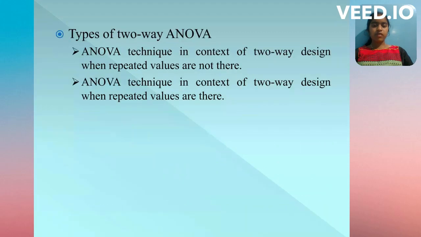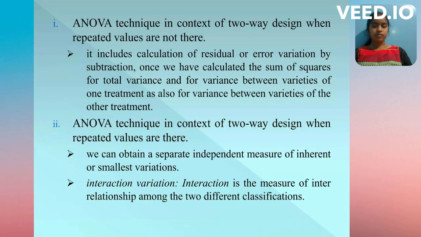Types of two-way ANOVA. Two-way ANOVA types are: ANOVA technique in context of two-way design when repeated values are not there, and ANOVA technique in context of two-way design when repeated values are there. When repeated values are not there, it includes calculation of residual or error variation by subtraction.